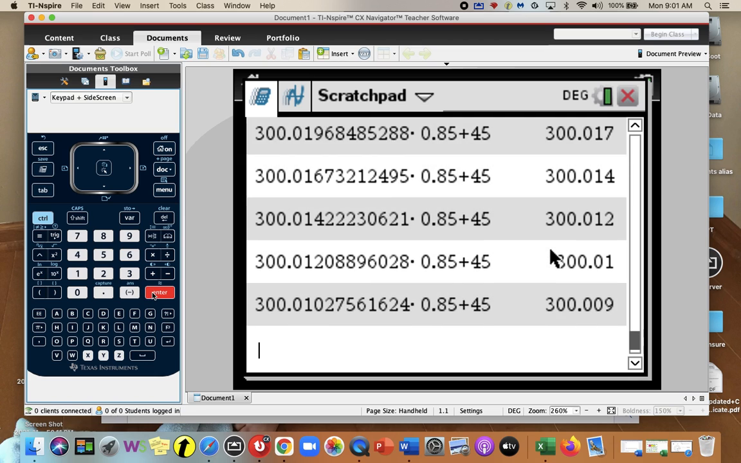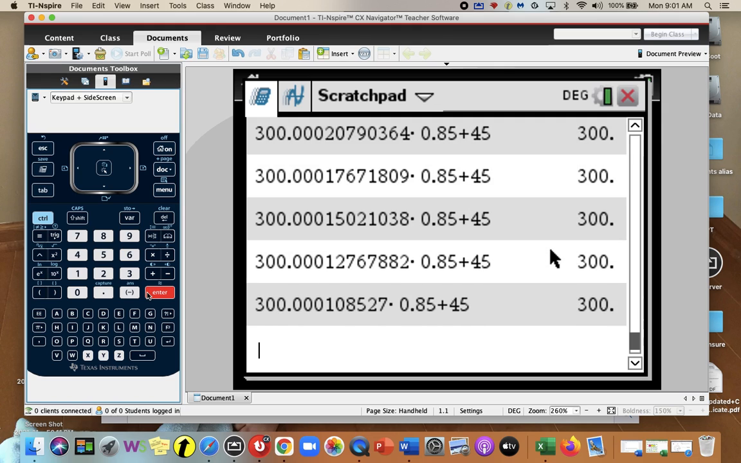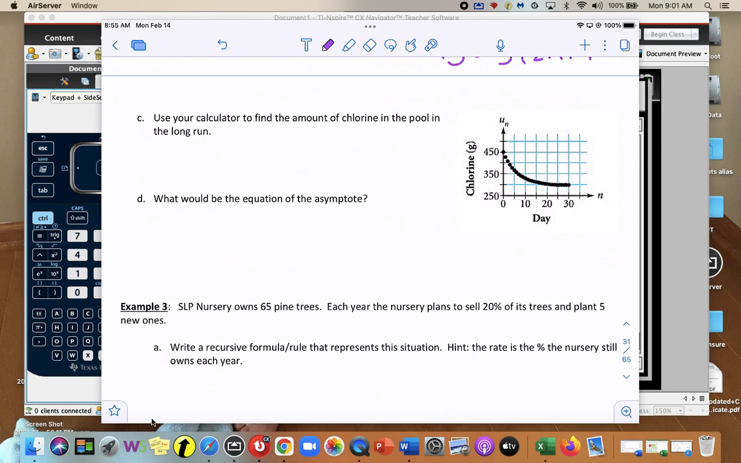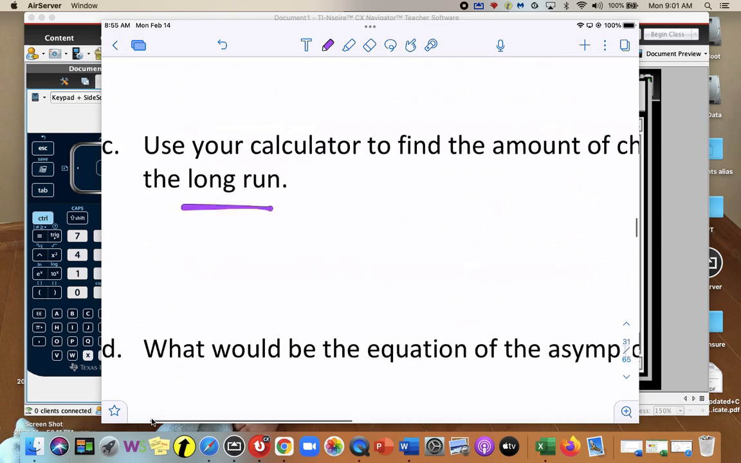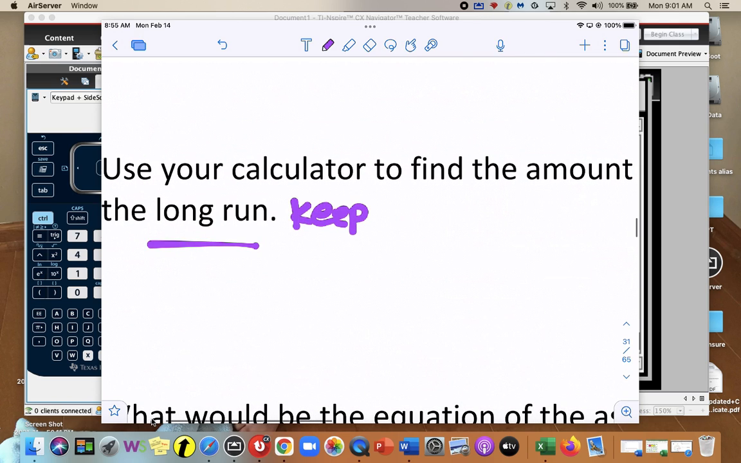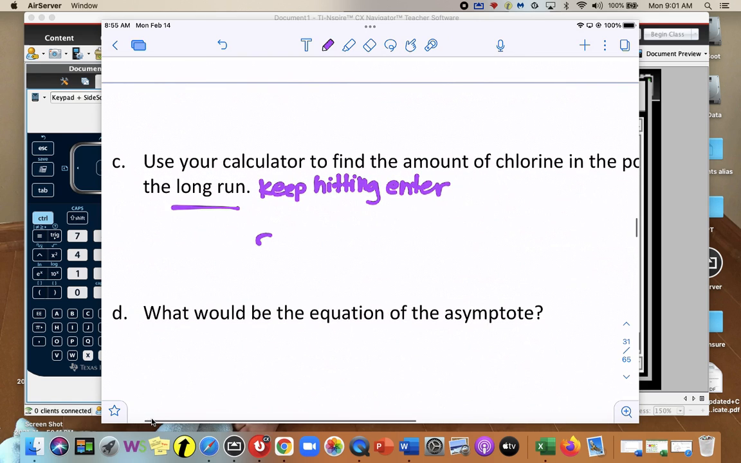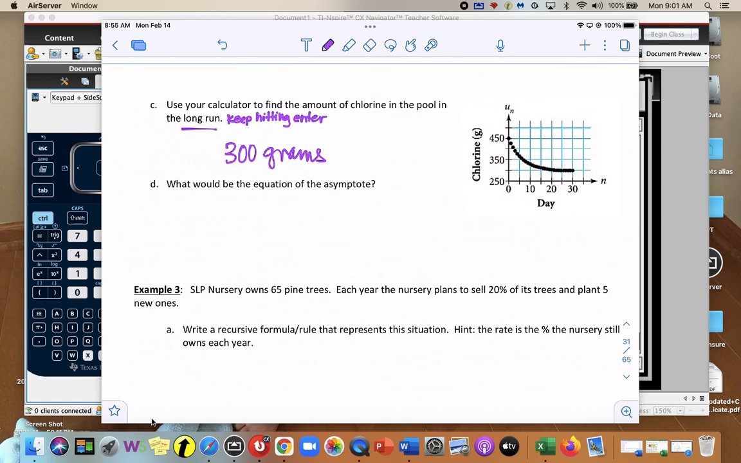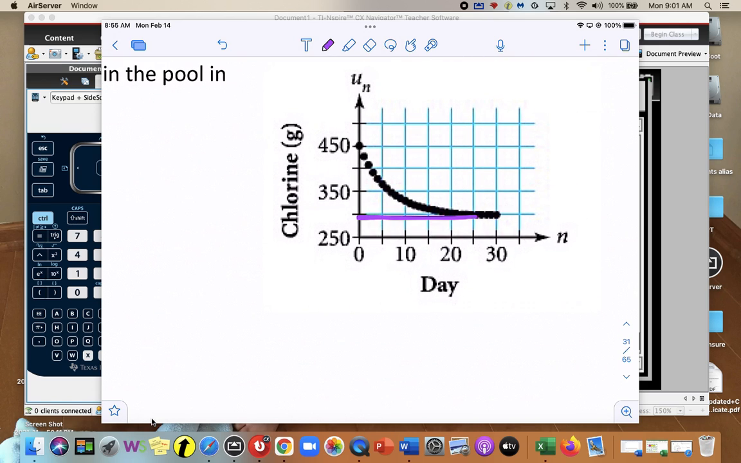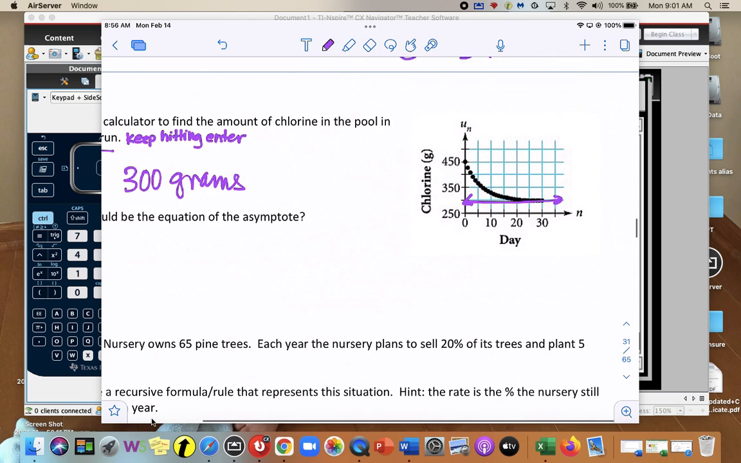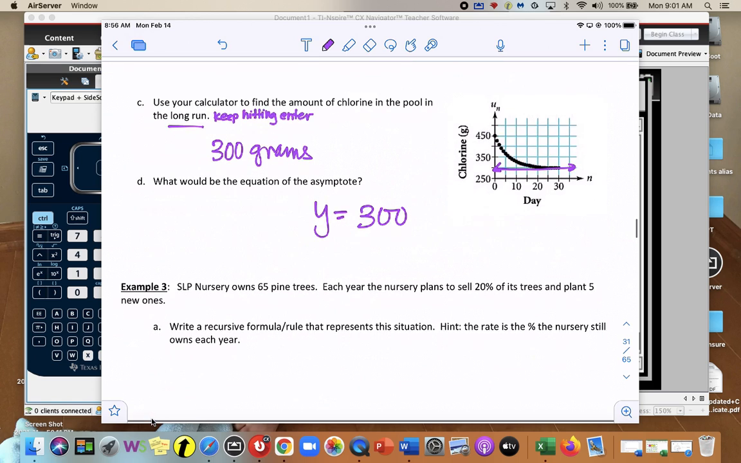And you can see that it does look like it's starting to slow down here. So it does level off at 300. Okay, so in the long run just means keep hitting enter. And it does level off at 300 grams of chlorine. And here's, if you actually graph it, here's what it looks like, and you can see the level off right here. And that leveling off point is called an asymptote. It's like an invisible boundary line, and that equation is at 300 where it levels off. But we won't worry about asymptotes right now.